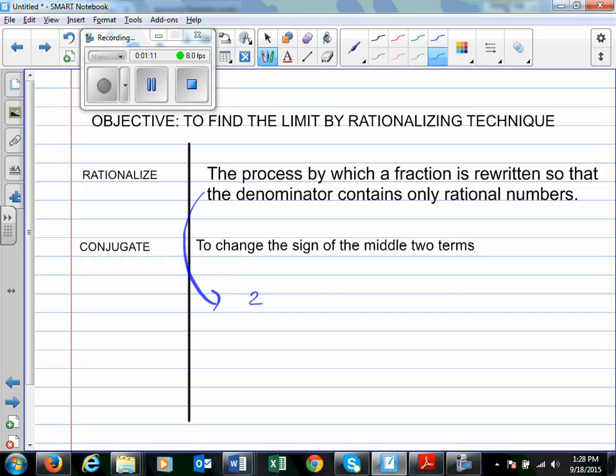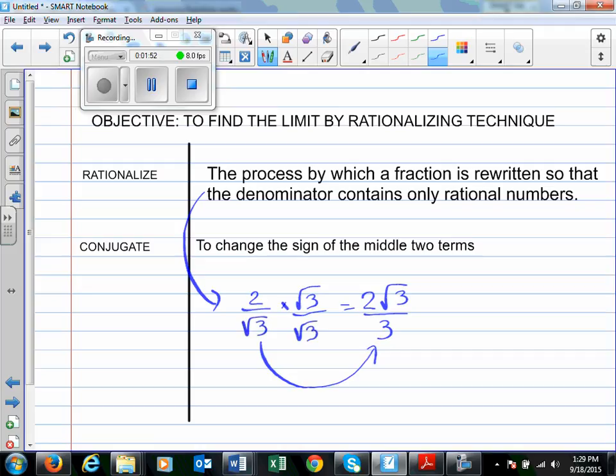So say you have something like 2 over square root of 3. You remember square root of 3 is irrational. We cannot have an irrational number in the denominator. So you multiply by the square root of 3. So what happens over here? From an irrational denominator, you've got into a rational. Remember this? So that is if you have one term in the denominator. Now, rationalize is nothing but the process by which a fraction is rewritten so that your denominator is only rational.